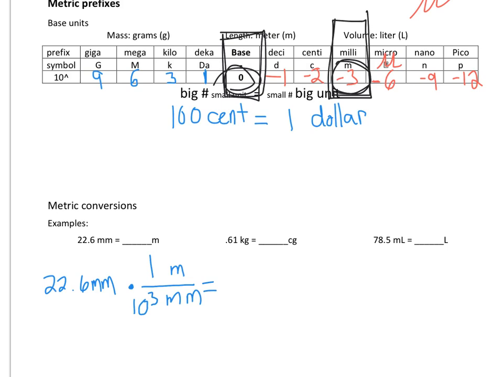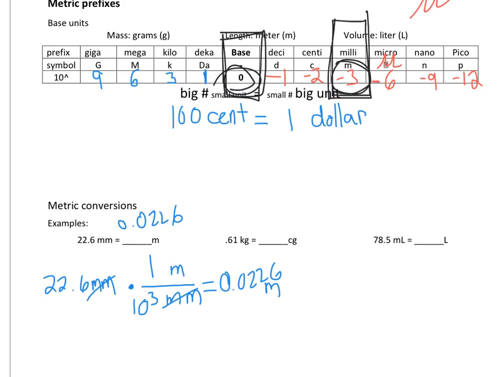So now when I do my math, millimeters cancel with millimeters, and I end up with meters. Anything on top you multiply, anything on the bottom you divide. So it's 22.6 times 1 divided by 10 to the third, or 1,000. That means it's 22.6 divided by 1,000, which is 0.0226 meters. So I'm going to write that down, 0.0226 meters.